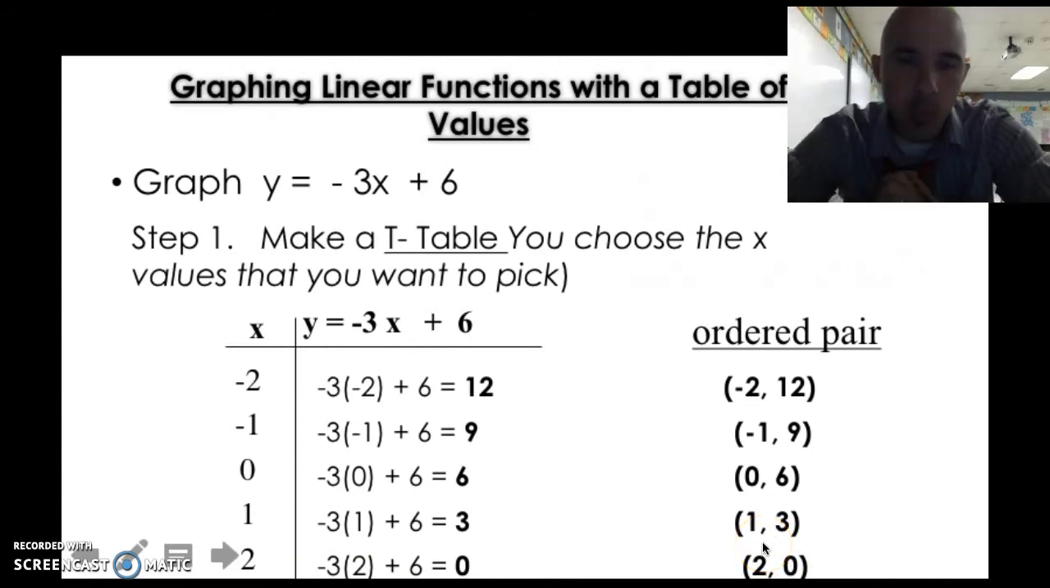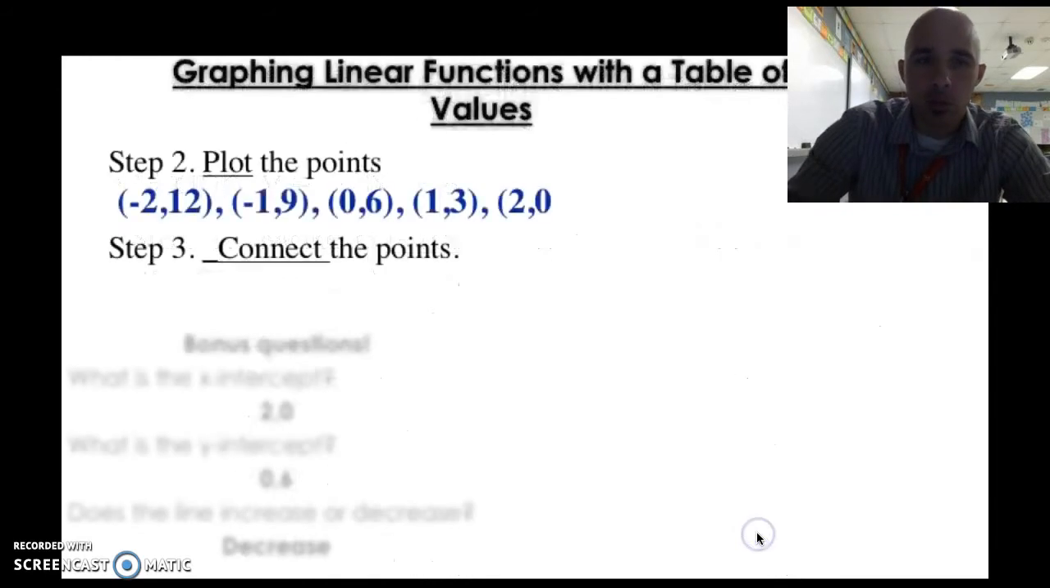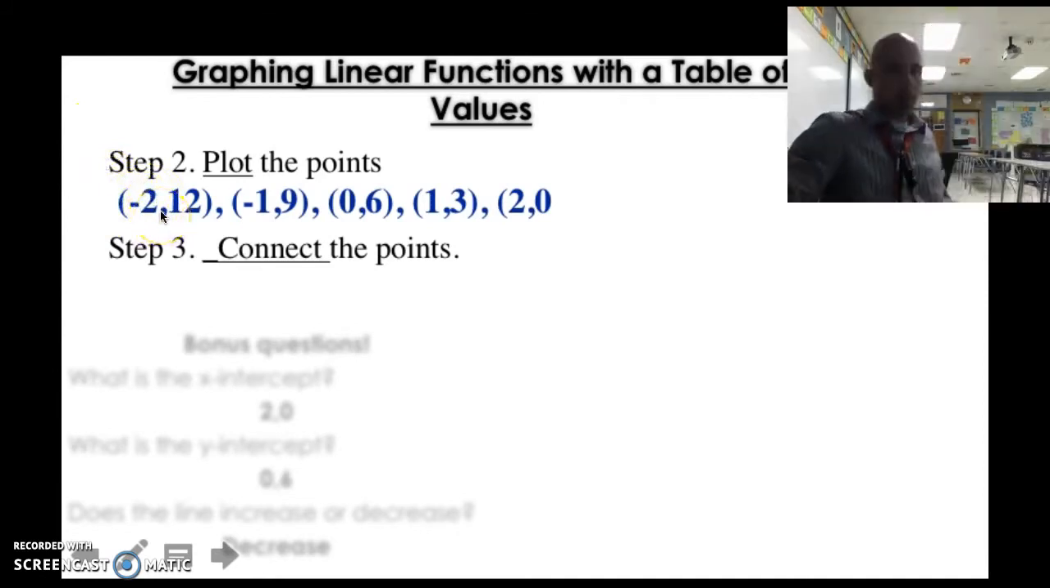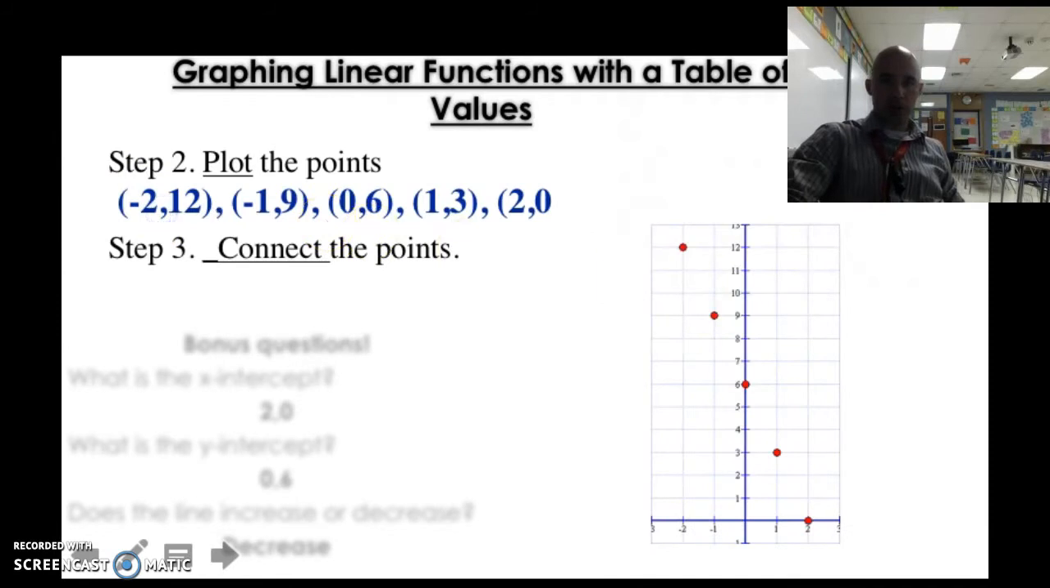Now you have step 1 completed. You need to go and plot those points. So on the x and y axis, let's graph the first point: -2 and 12. -1 and 9. So at -1, go up 9. At 0, go up 6. At 1, go up 3. And at 2, you stay at 0. There go the 5 points that you plotted.